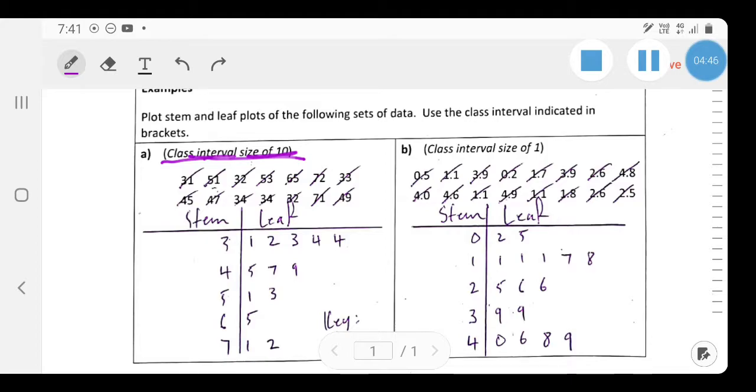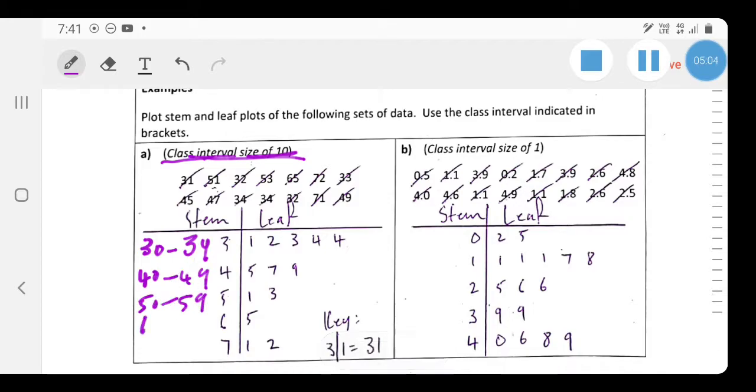But we're being asked for a class interval of size 10, so that's easy. You don't have to write this, but I'm just going to write it in to help you. That's 30 to 39. This is 40 to 49, 50 to 59, 60 to 69, and 70 to 79. All right, now you just start going through the numbers from smallest to largest.